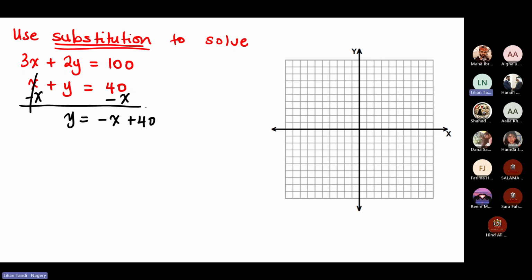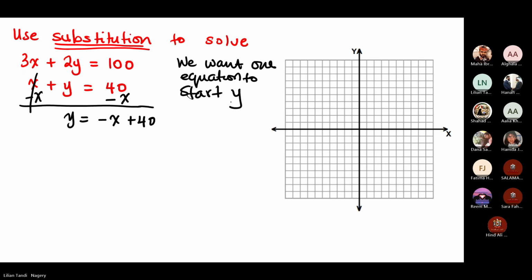Who is asking a question? Me. Okay, ask. Miss, كيف we minus x? We want one equation to start with y. Are we together? Yes, كملي.